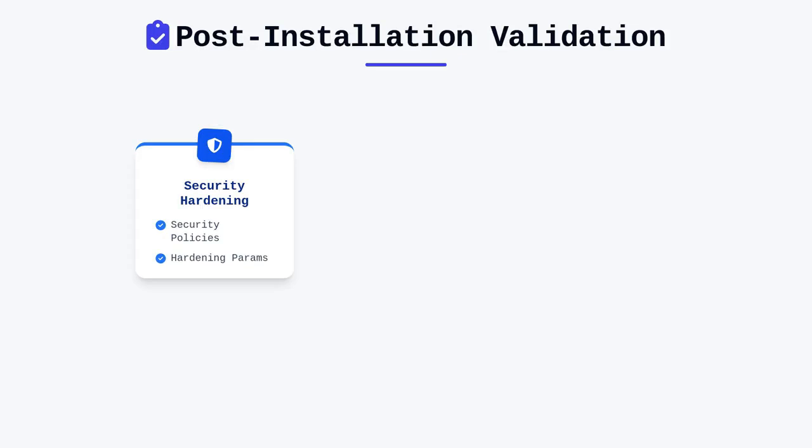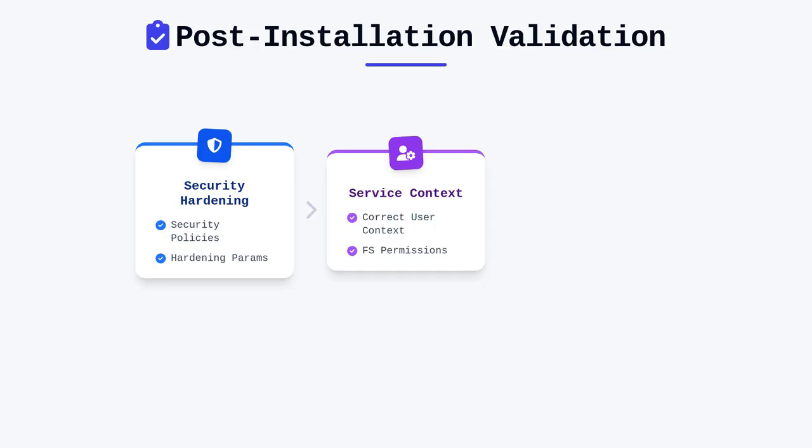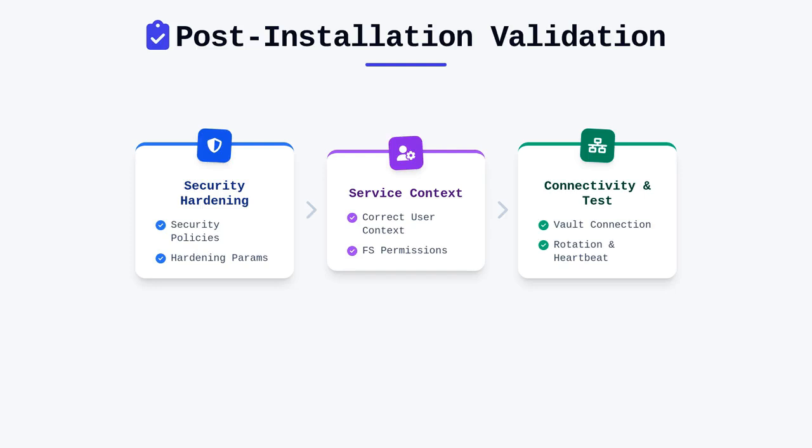A robust post-installation checklist is your best tool for validation, ensuring that you have not missed any security policies or mandatory hardening parameters during the process. This checklist should include confirming that the CPM service is running under the correct user context and that it possesses the necessary permissions to traverse the file system according to best practices. By using the built-in system verification tools, you can ensure that the link between the CPM engine and the target digital vault is both active and performant.